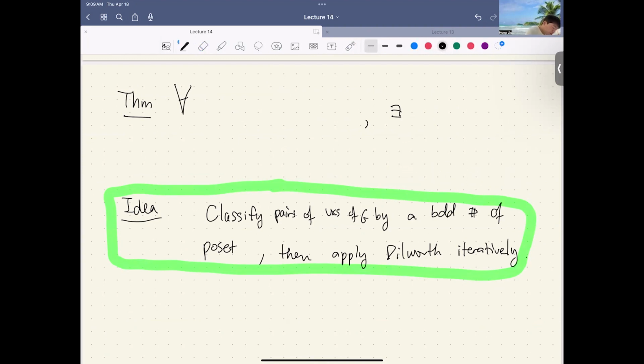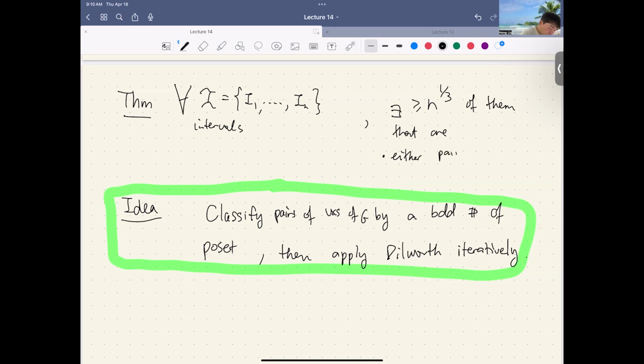How do I rewrite it? For any collection of intervals I1 to In, there exists a subcollection of at least n over 3 of them that are either pairwise intersecting, or commonly intersecting, or pairwise disjoint.